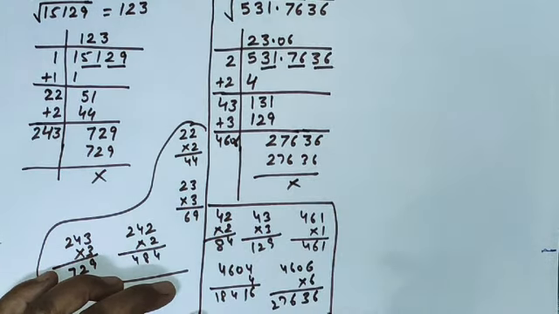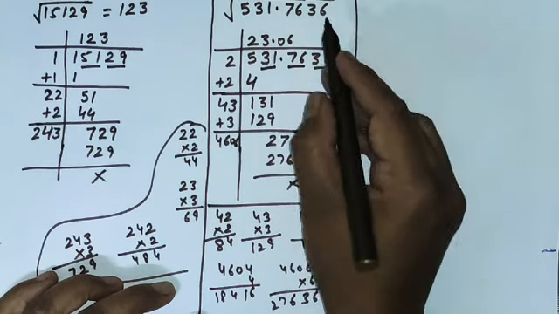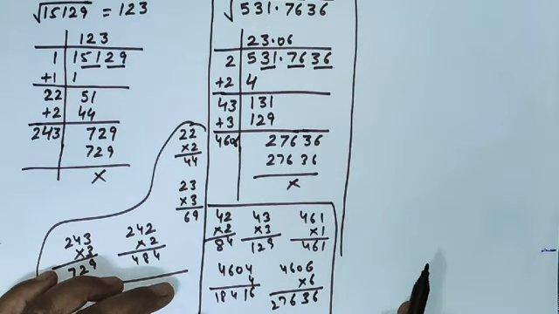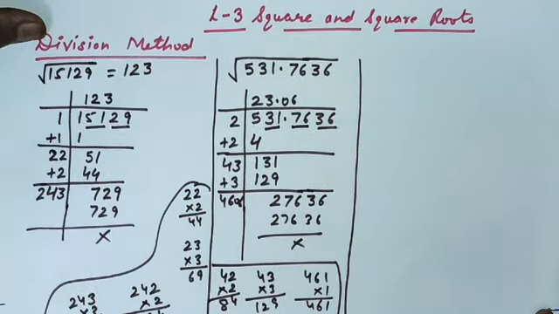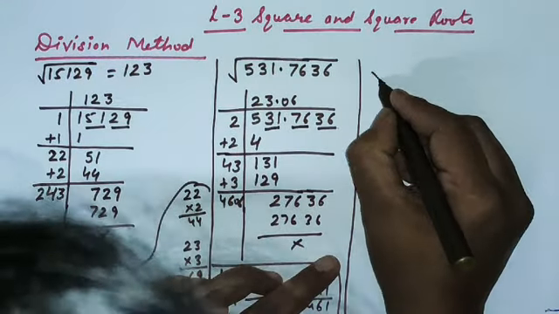This is all in the rough one. So this is the completion of the second question. So this is how we are going to find the square root. This time the square root of 531.7636 is equal to 23.06. Now let us take one more question of decimal.